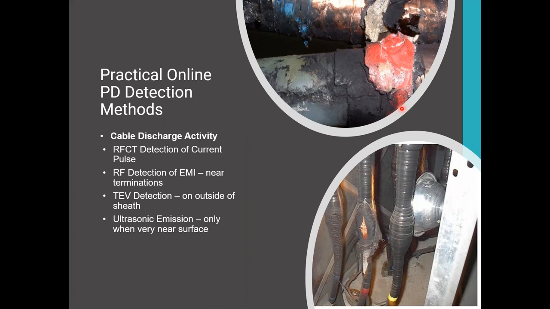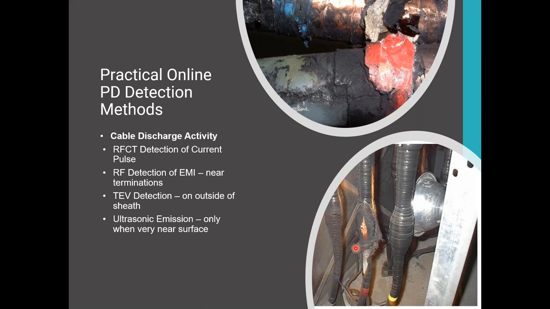Cable activity. Your primary one is going to be RFCTs. Again, that's looking for pulses coming down the shield cable from within the cable. And you can detect failures on that shield coming down terminations. So it doesn't have to be planned. There are ways using the RFCTs to get your terminations.